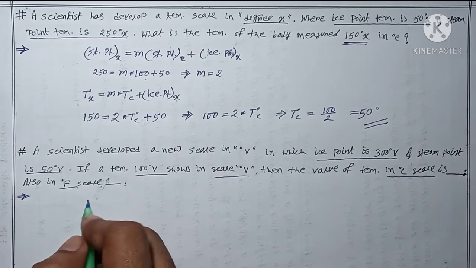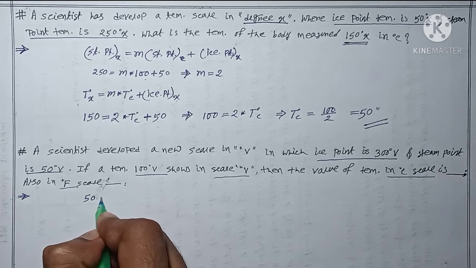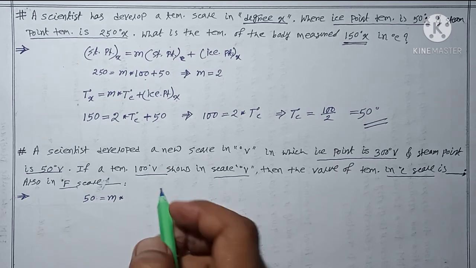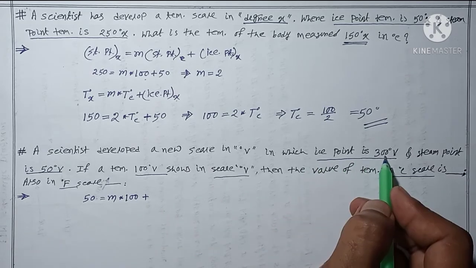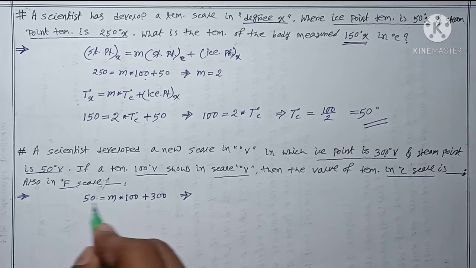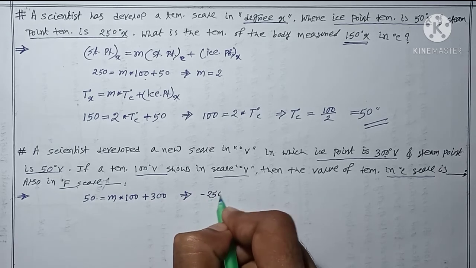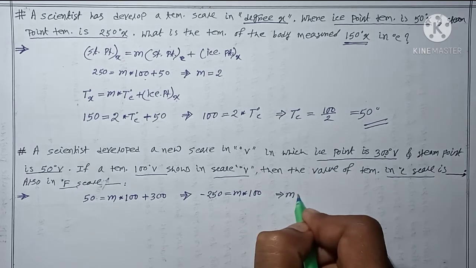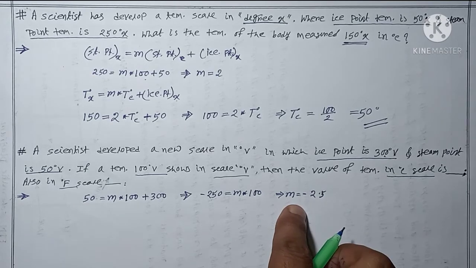So same thing. Steam point temperature in V scale, we know it is 500. So steam point temperature in V scale is equal to m into steam point temperature in Celsius scale, which is 100, plus ice point temperature in V scale, which is 300. From here, this 300 goes to this side, it will be minus 300, so minus 250... so 500 minus 300, that is 200, is equal to m into 100. So we get m is equal to 2. It is clear. So we are getting the value of m.